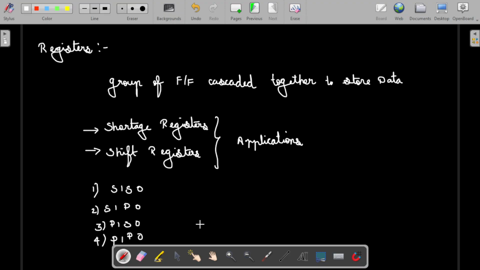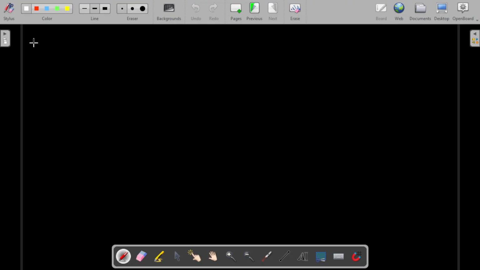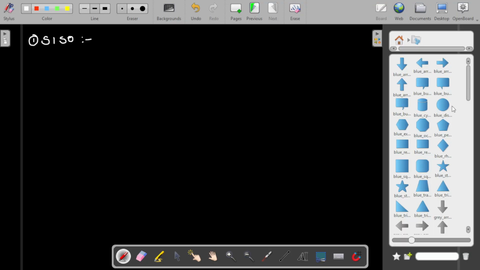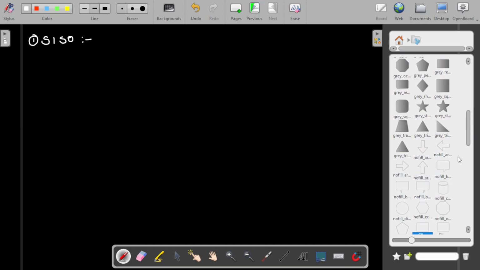So let me go into all of these applications individually. Each one has its own benefit and application. So let's discuss everything, starting with serial in, serial out, which is the first thing we are going to discuss here. Let me take a small example to demonstrate this. If you are having 4 flip-flops, let me draw the diagram. Here you will be having 4 flip-flops.